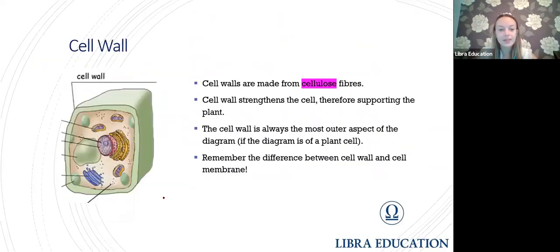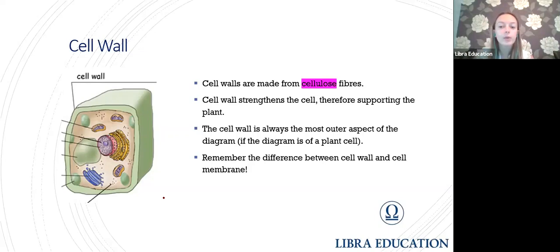So next up we have the cell wall. Another really important thing here: cell walls are made from cellulose fibres, so cellulose. The cell wall actually strengthens the cell overall, which therefore supports the plant. So if you think, each cell wall gives support to an individual cell, but when these are accumulated together in a plant, that supports the total plant.